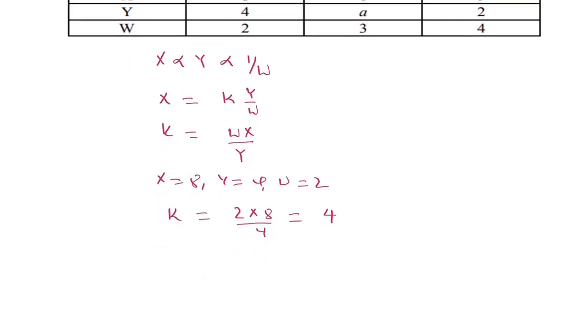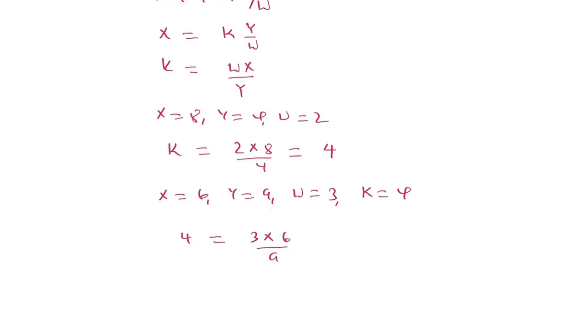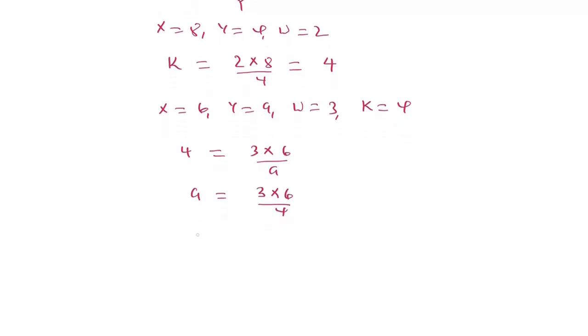Okay, so now to find the value of A, we are going to substitute X equals 6, Y equals A, W equals 3 from the table, and then we have K equals 4. Then our equation is going to be 4 equals 3 times 6 over A. Let us now make A the subject, then we have A equals 3 times 6 over 4. Solving this, we have A equals 4.5.